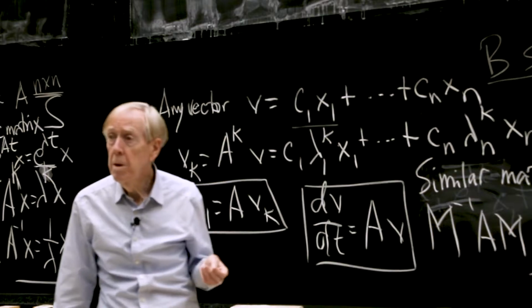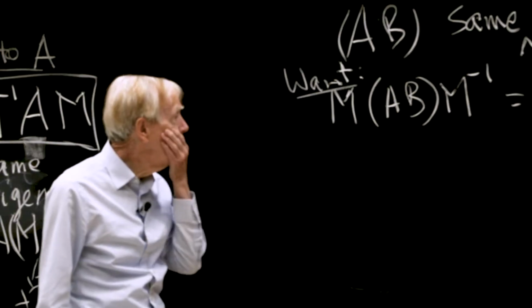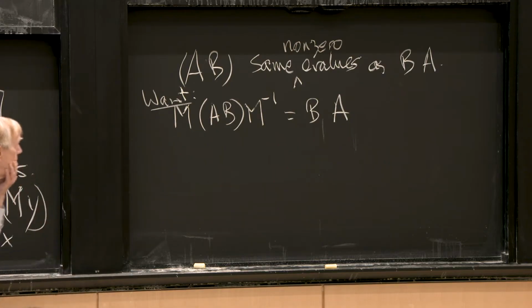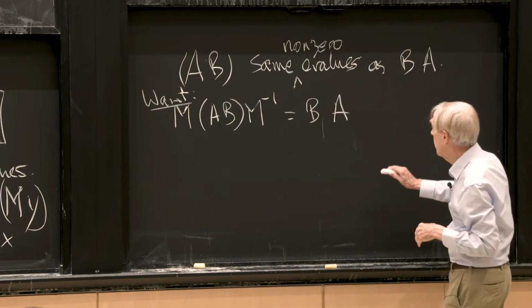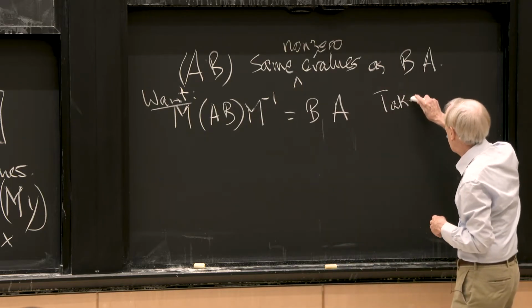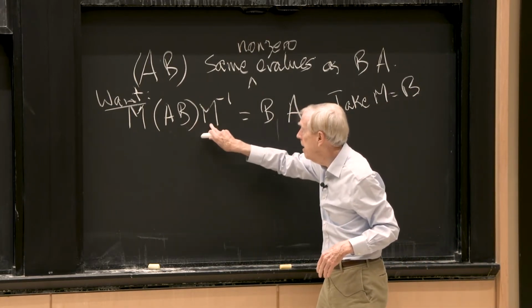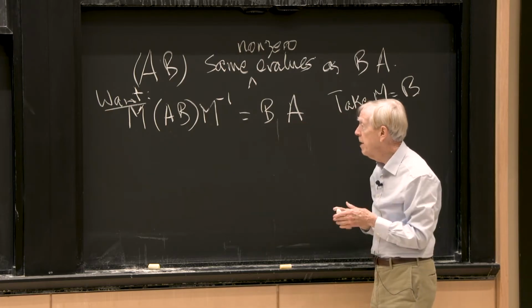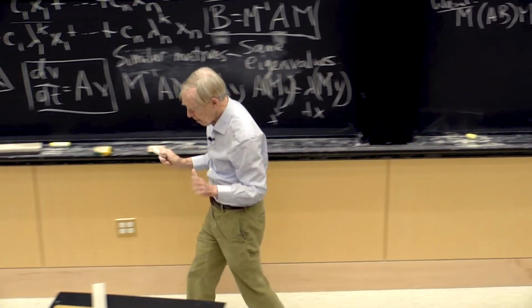M should be... so what is M here? I want that to be true. Should M be B? Yeah, M equals B. Boy, not the most hidden fact here. Take M equal B. So then I have B times A times B inverse, which is the identity, so I have B times A. Yes, okay. So AB and BA are fine.